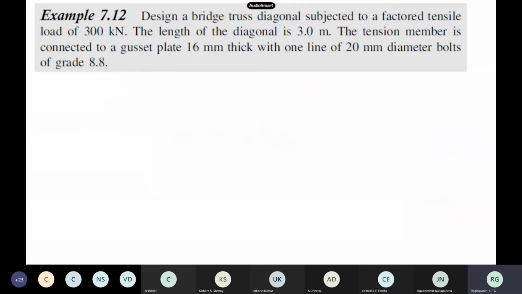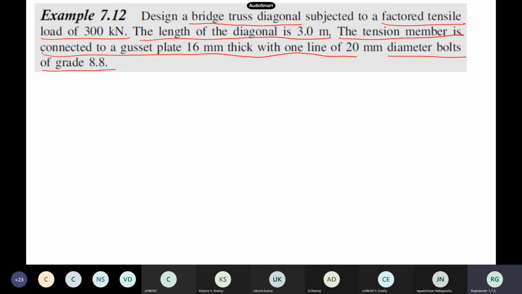Now similarly, let us see shear lag also. How do we calculate it? These are also very important things you have to do. Now this is a problem, say. This is also available in Dikshit's book, a nice problem. We have a bridge truss diagonal subjected to a factored load, no, service load of 300 kilonewton. Length of the diagonal is 3 meters. The tension member is connected to a 16 mm thick gusset plate with one line of 20 mm diameter bolts, grade 8.8. So what type of bolts are these? HSFG, so very high strength itself.